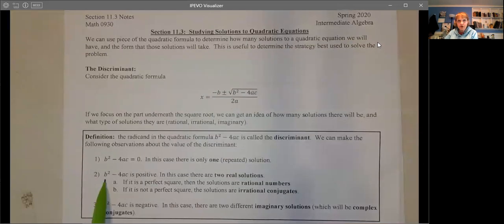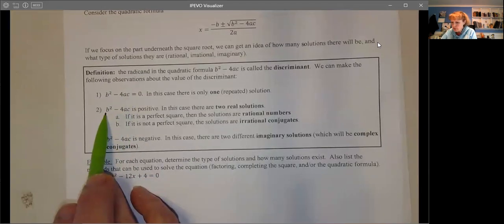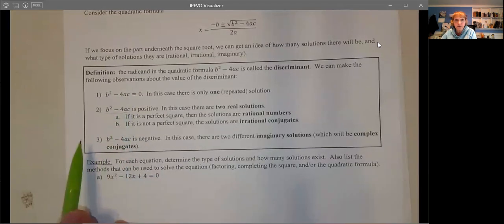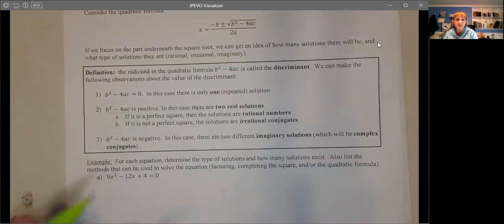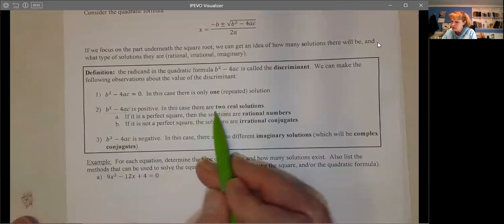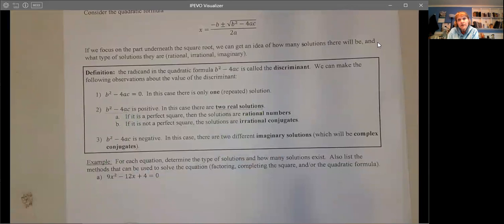Let's look at number 2. Now, if you take your discriminant, b squared minus 4ac, and it's a positive number, it doesn't matter what number, it means you have 2 real solutions. Now, real numbers can be rational or irrational. And so let's break it down even further.